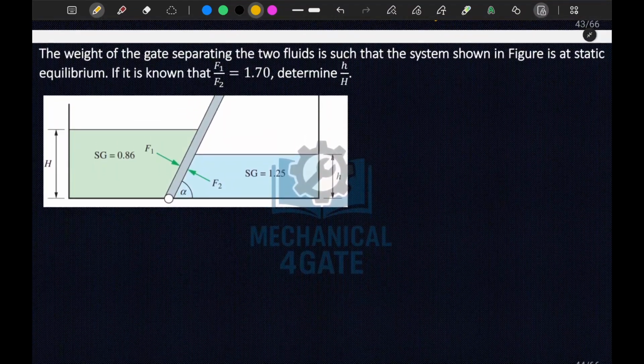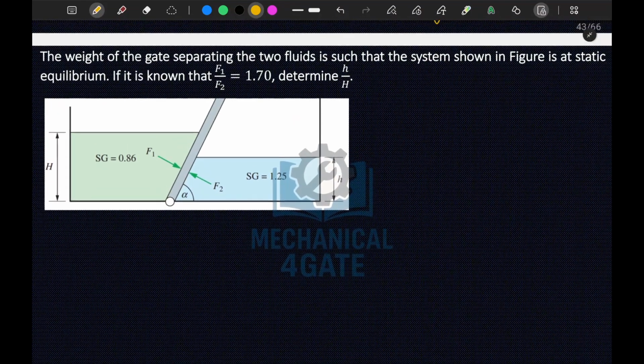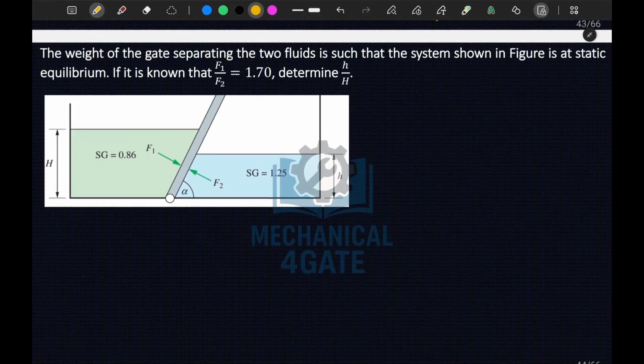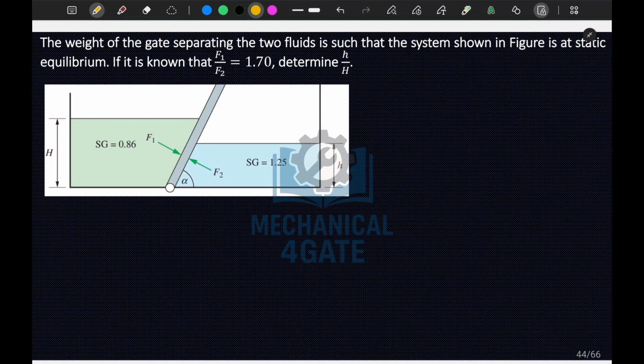In this question, the weight of the gate separating the two fluids is such that the system is in static equilibrium. This bar does have some weight, but its weight is such that it is balanced by both fluids. This system will be in equilibrium at this point. If it is known that F1 by F2 is equal to this, determine h1 by h2.